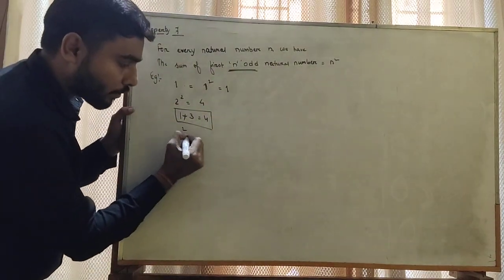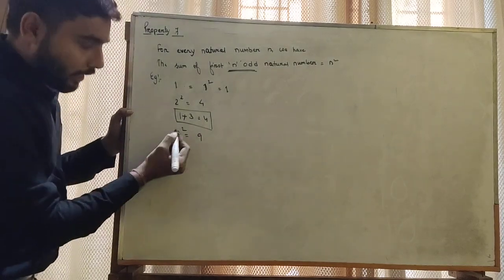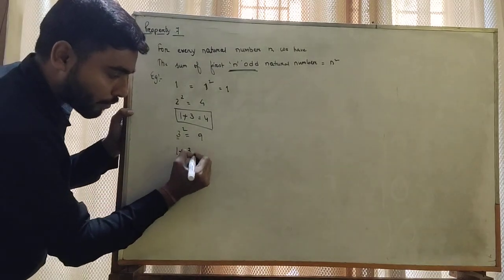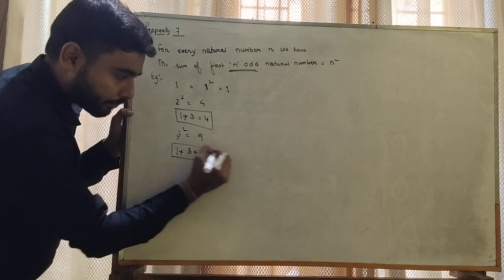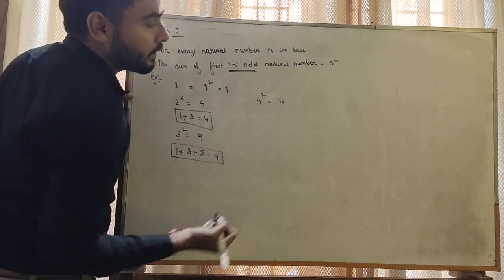Similarly, do you know what the square of 3 is? 9. You know the square of 3 is 9. So what will the first three odd numbers be? 1 + 3 + 5, adding them gives 9. Okay, likewise if you want to find the square of 4, 4 square is 16.